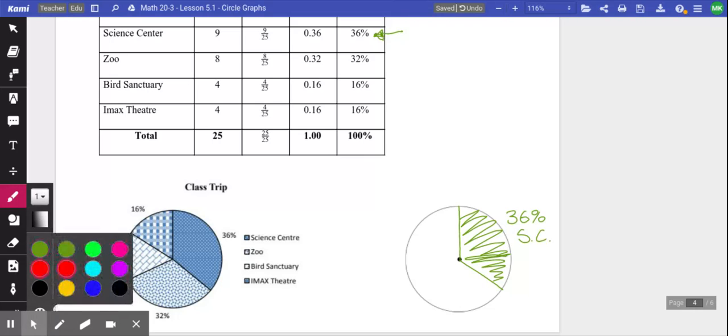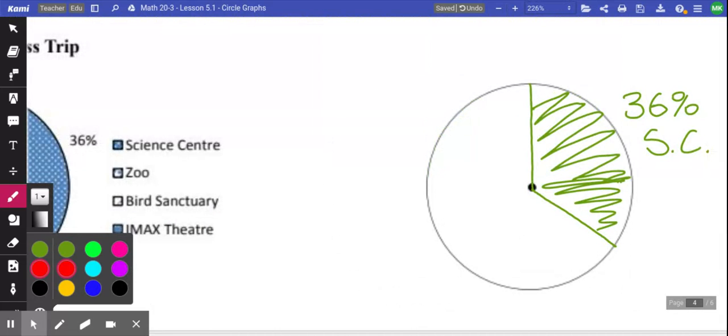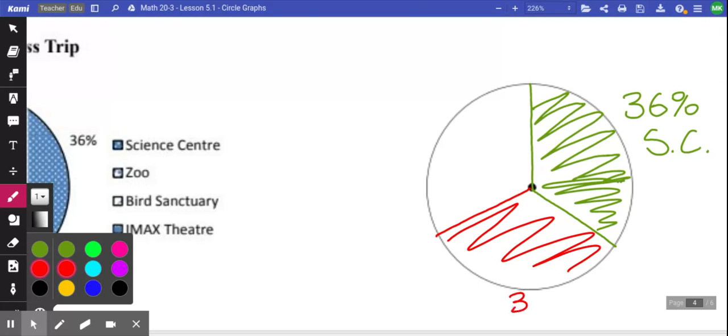Then they tell me I have 32% for the zoo. Well, if I look at how big that chunk is that I just did for 36%, 32% should be a little bit less than that. So my next percentage should be not quite as big as that section. So I'm going to draw to about here. And I'm going to just estimate that that is 32% for the zoo.